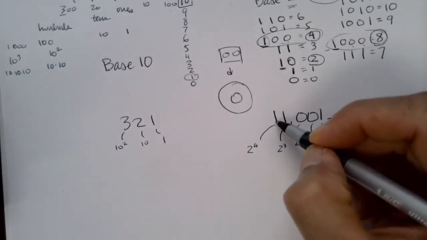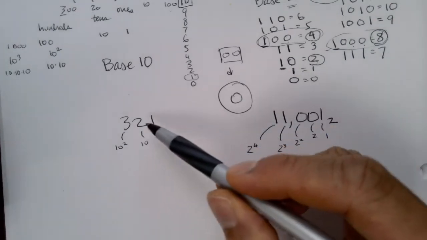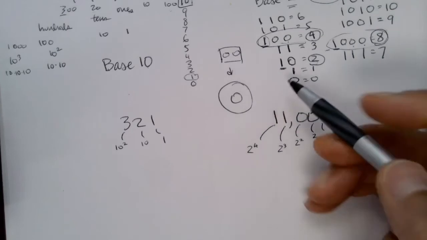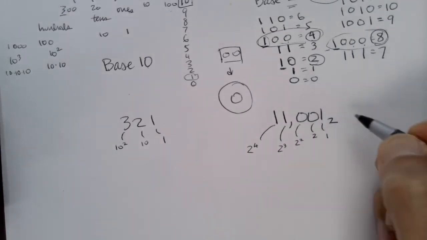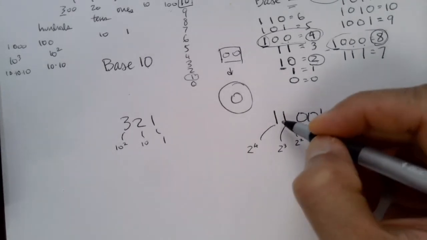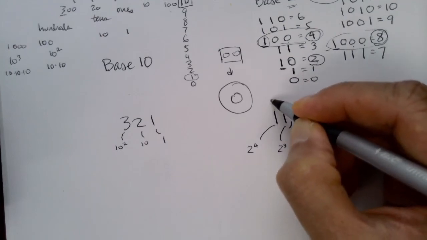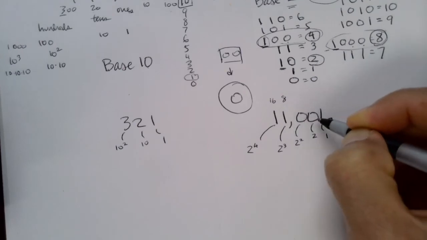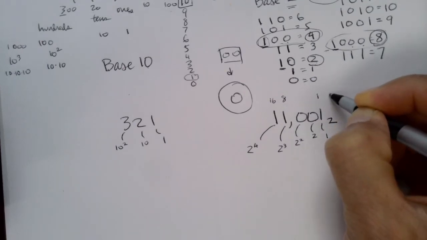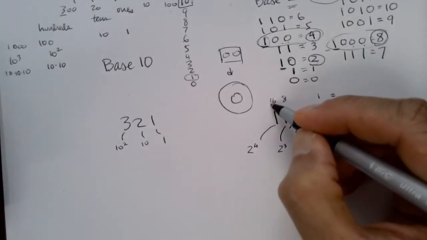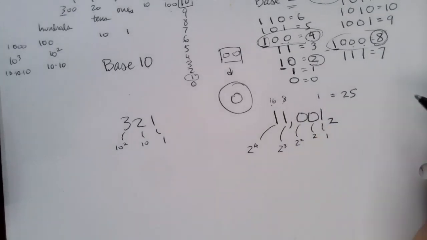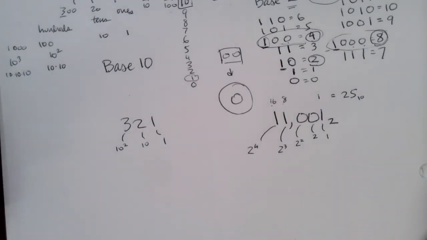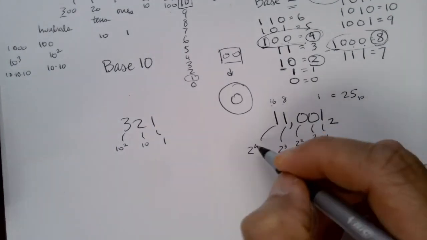So if this means I've got 116, the same way over here, that means I have 3 hundredths, 2 tens, and 1 1. Here I've got, if I'm trying to translate this into normal decimal numbers, this means I've got 1 16. This means I've got 1 8. I have no 4's, no 2's, and I have 1 1. So the value of this number is 25. This is the decimal number. I'll put a little subscript 10 for decimal. This is 25 in binary.